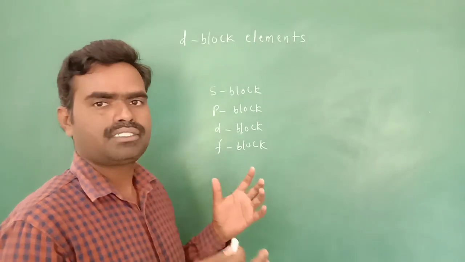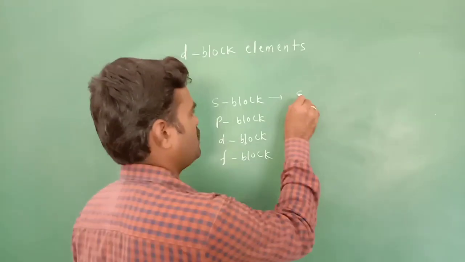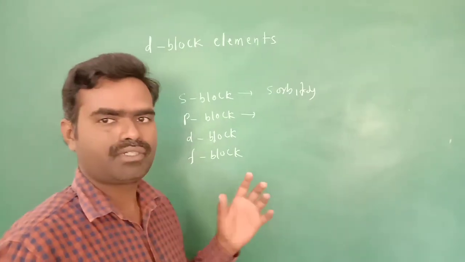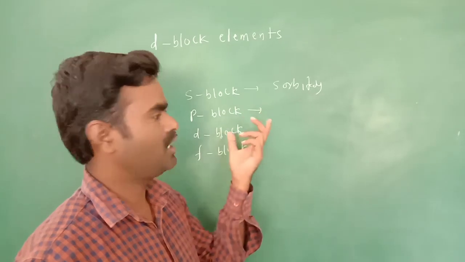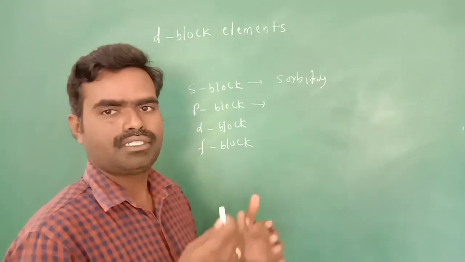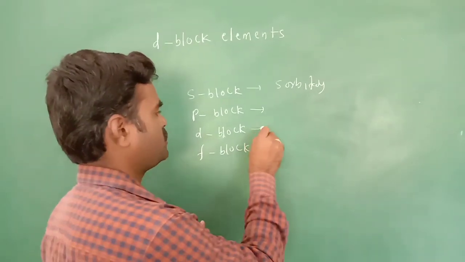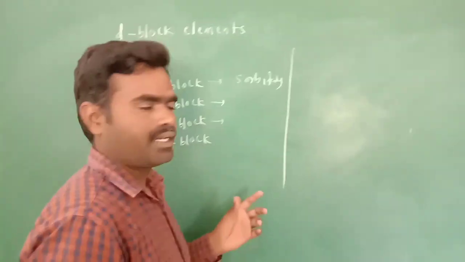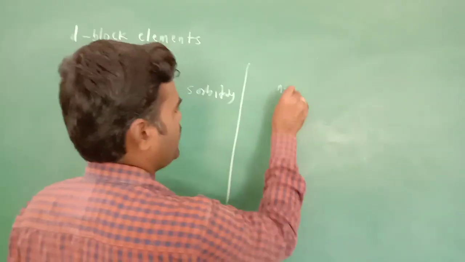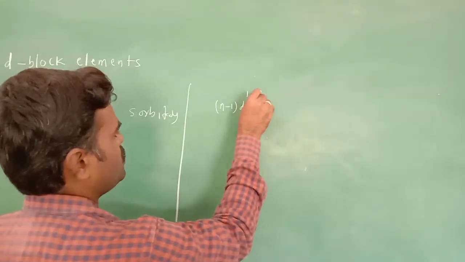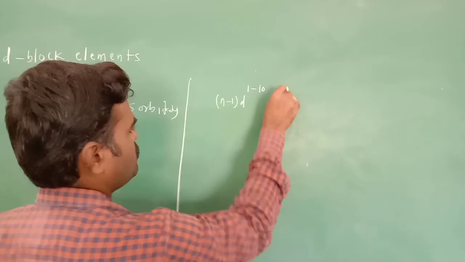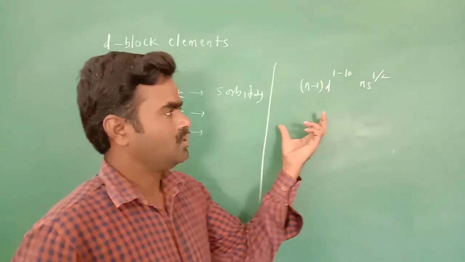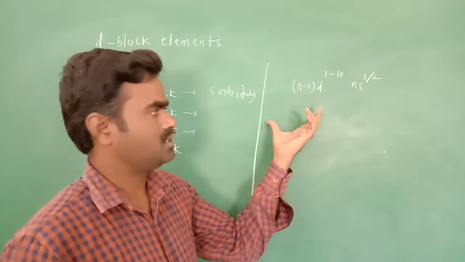In S block elements, the differentiating electron enters the S orbital, and in P block elements, the differentiating electron enters the P orbitals. In D block elements, the differentiating electron enters the D orbitals. The general electron configuration of D block elements is (n-1)d1 to 10 ns1 or 2. Okay, this is the general electron configuration.